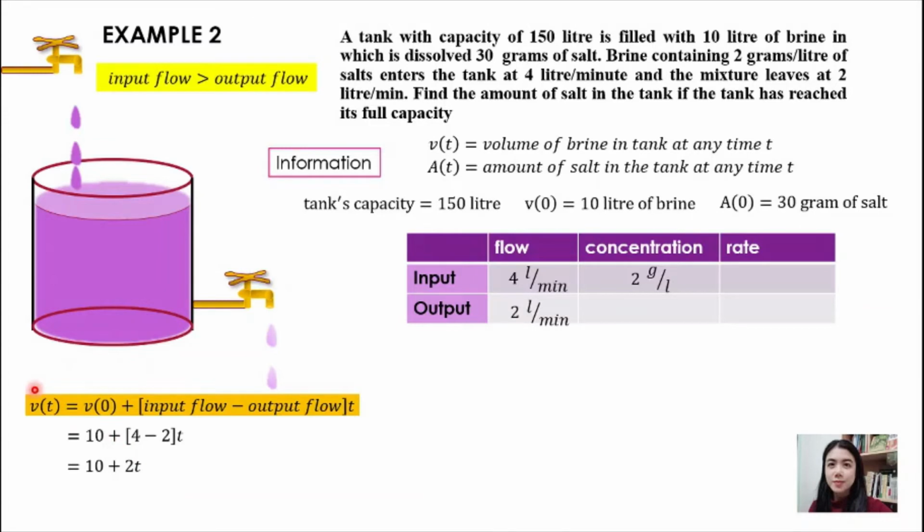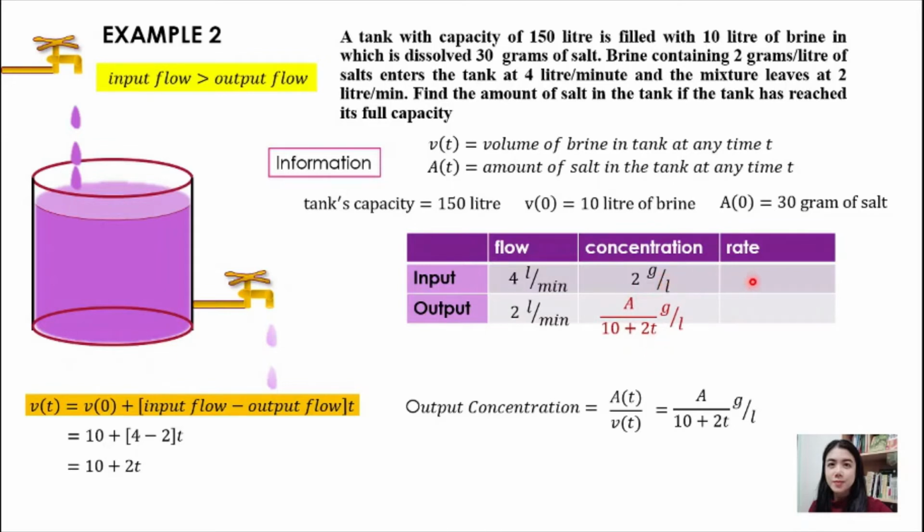Okay, once you have obtained that Vt is 10 plus 2t, the next thing that you have to figure out is the output concentration here. So your output concentration you can obtain by using this formula, that is At divided by Vt. But actually we do not know our At, so what you have to do is just put A only. But the Vt we know is 10 plus 2t. The unit here, we're going to use the same unit as the input concentration. So this is the answer for the output concentration.